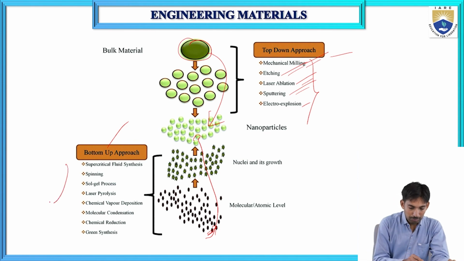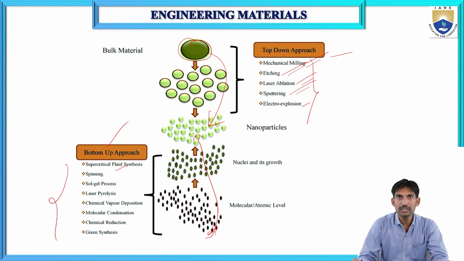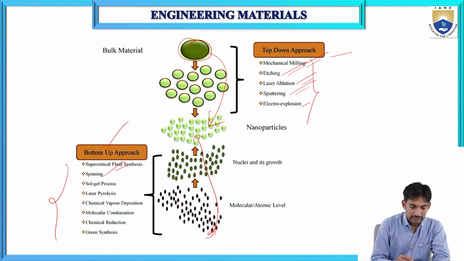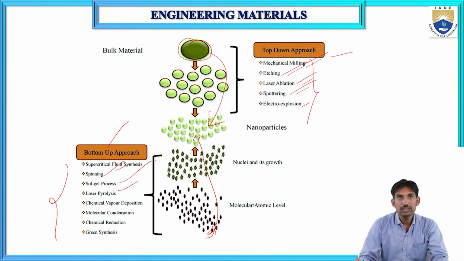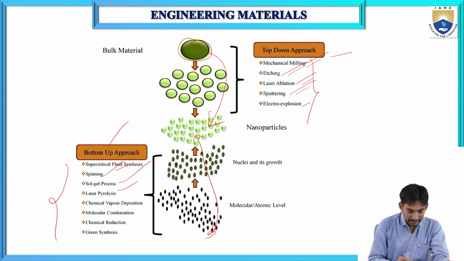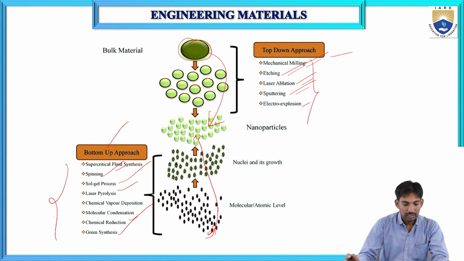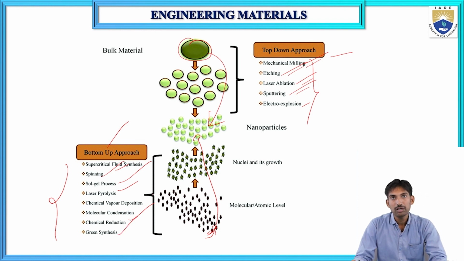Similarly, examples for the bottom up approach: supercritical fluid synthesis, spinning, Solgel process, laser pyrolysis, chemical vapor deposition, molecular condensation, chemical reduction, and green synthesis. These are the examples for the bottom up approach.